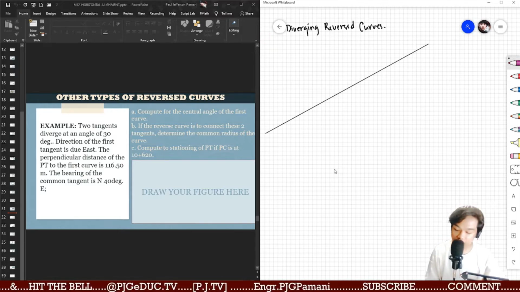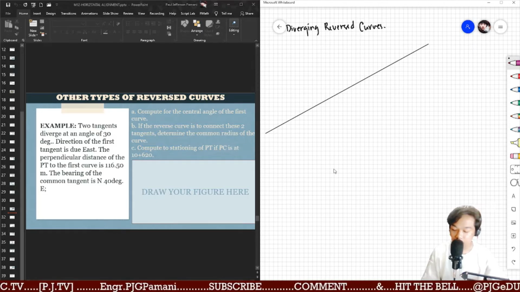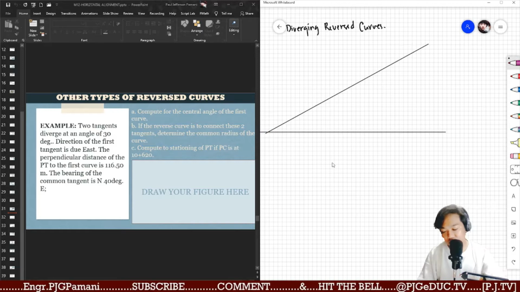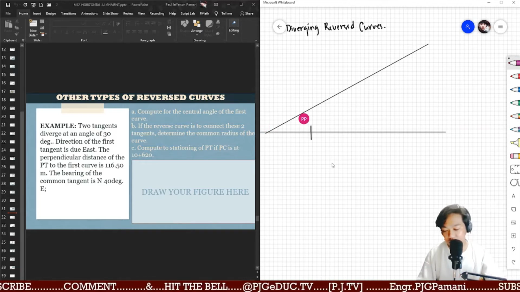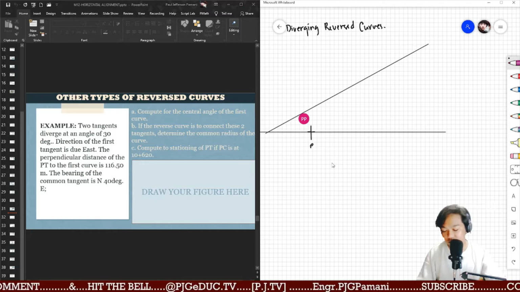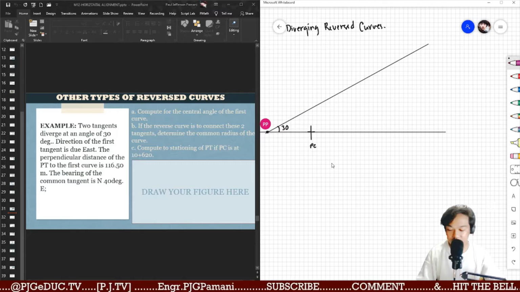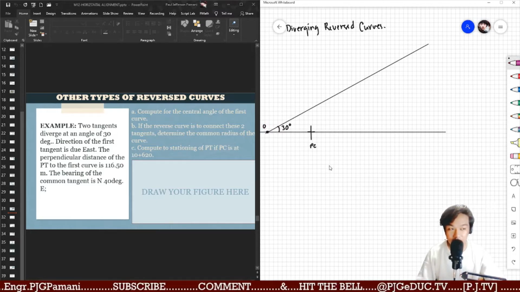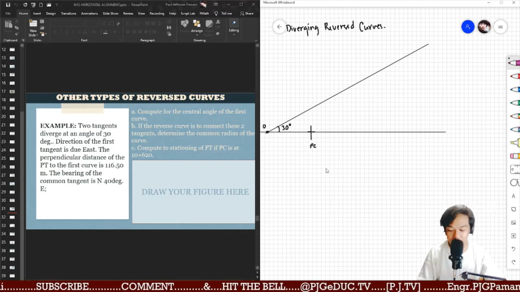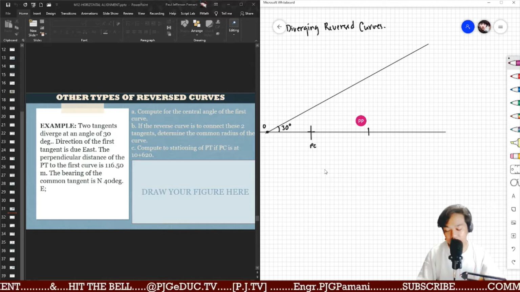Such that PC is due east. Let's just say this is your PC. And this is their divergence. Point of divergence at 30 degrees. While the common tangent is at a bearing of north 40 degrees.